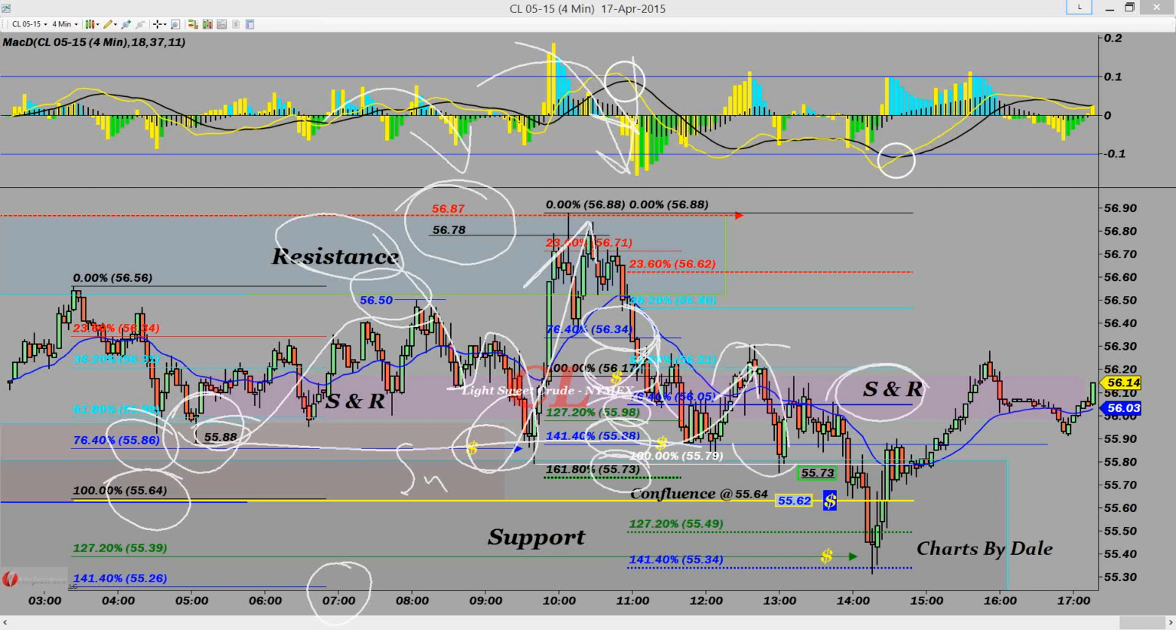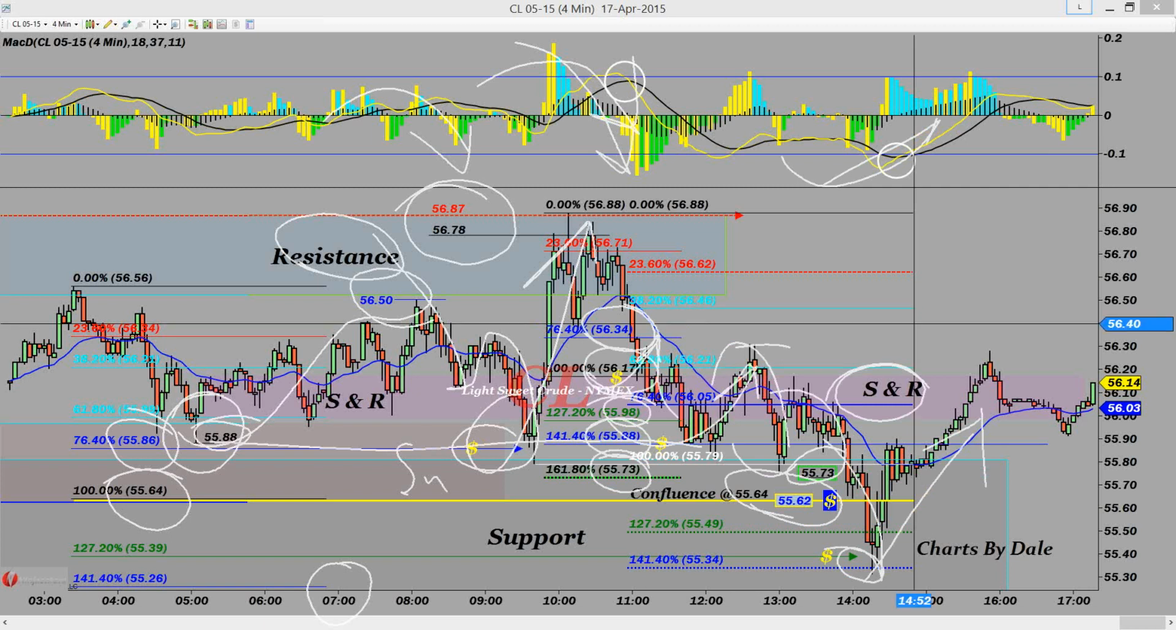Support has turned to resistance, and we get our 5573 and our confluence area that we were looking for, 5562 and 64. From there, it does fulfill the bottom target of 5534, and then she boogers off to the upside. MACD also confirms. All right, so that's it on your CL.